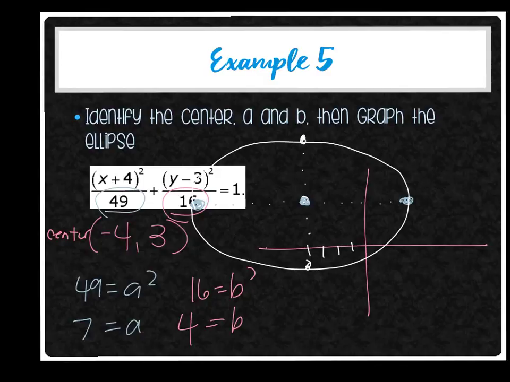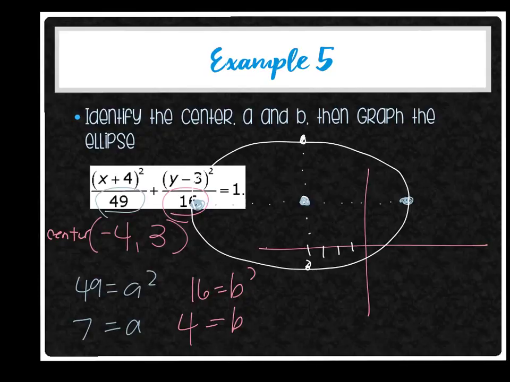So without doing any work, you should be able to look at your equation and get the center from it and identify if this is going to be horizontal or vertical, right? Bigger number under the x, it's horizontal. Bigger number under the y, it's vertical. Figure out your A and your B, and then count over your A on whichever axis is your major axis. Count over your B on whatever axis is your minor axis.